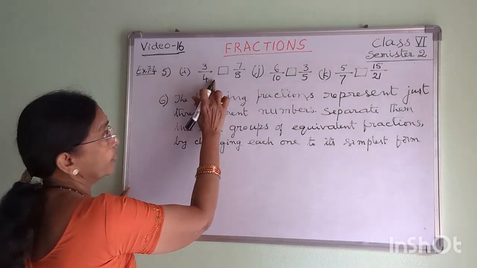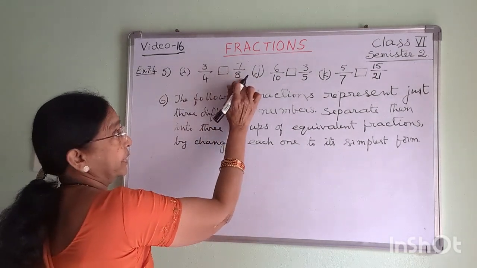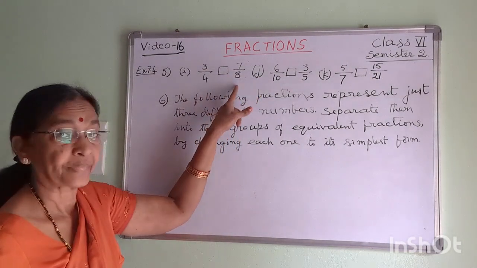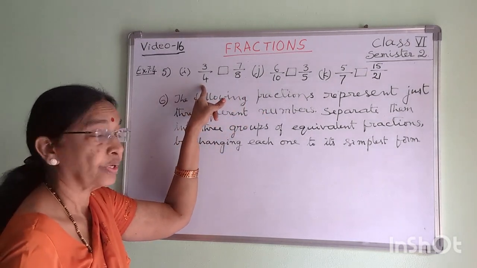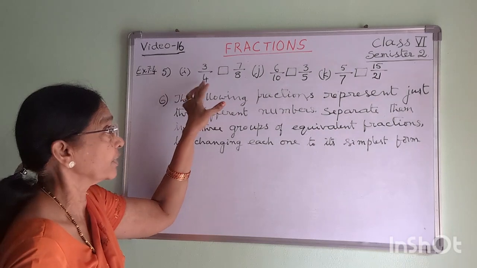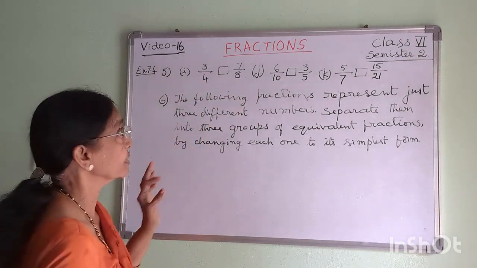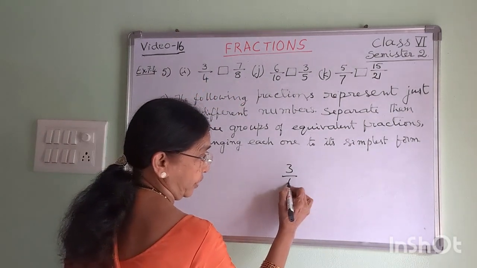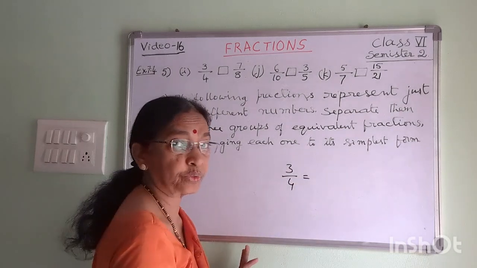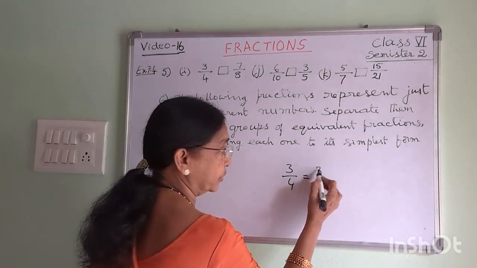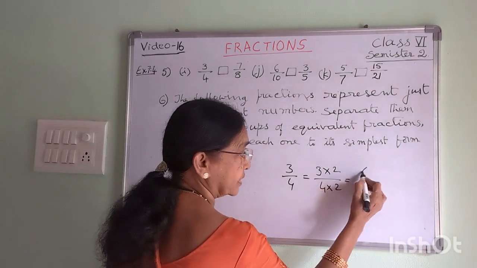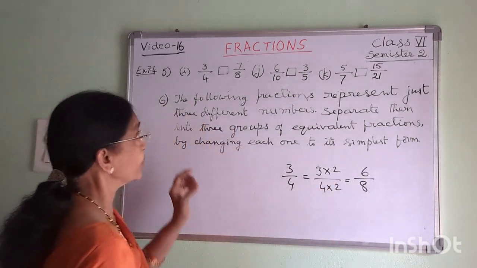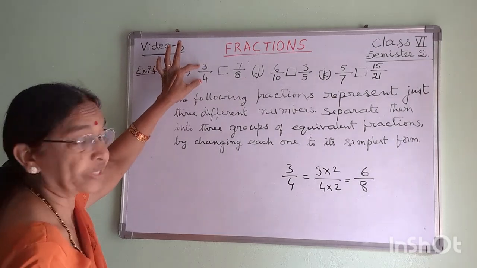Now, 3 by 4 and 7 by 8. Here the denominator is 8. We have to convert 3 by 4 into a fraction having denominator 8. That means 3 by 4, multiplying both numerator and denominator by 2, 3 into 2 by 4 into 2, is 6 by 8. So 3 by 4 is equal to 6 by 8.